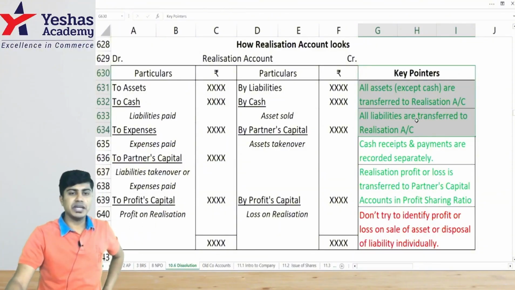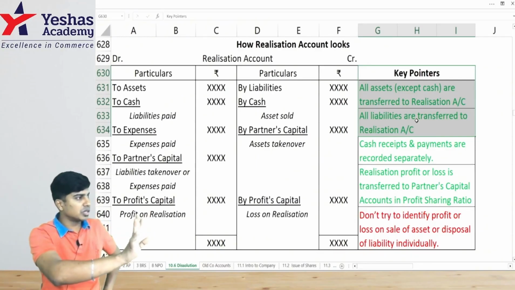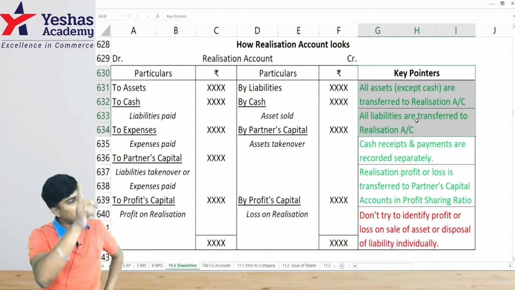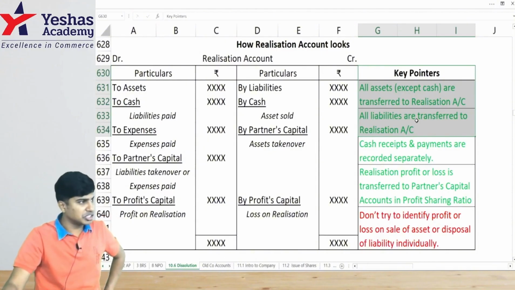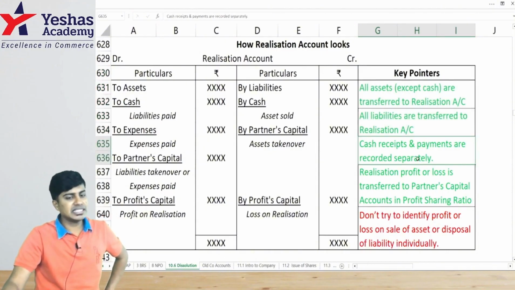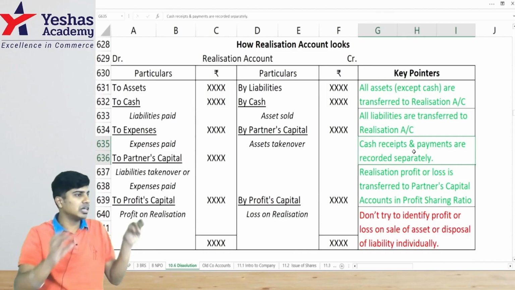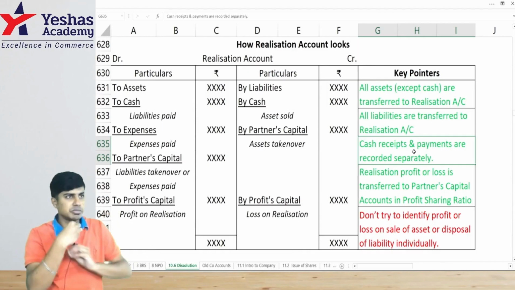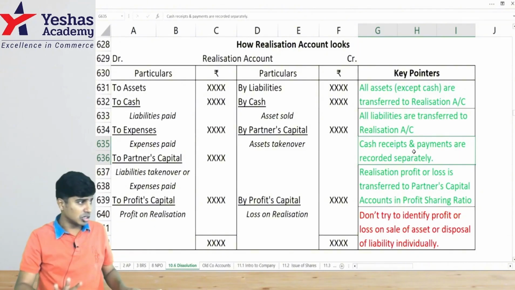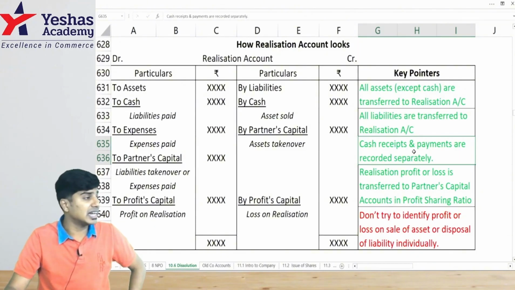If in case there is a P&L account debit balance or any other accumulated loss, don't transfer to realization. Transfer to partners' capital account in profit sharing ratio. Cash receipts and cash payments will be recorded separately. Don't net them off. I have received this much, I have paid this much. Netting amount is not allowed. And don't even net off debtors and provision.